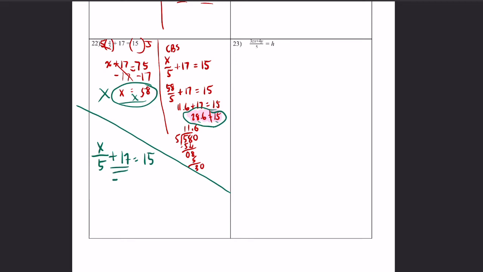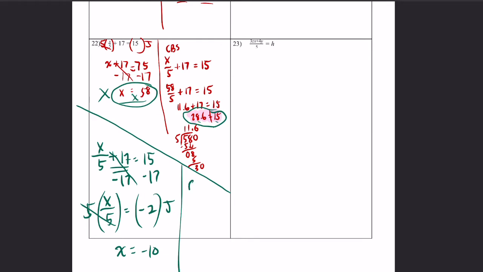Move out the 17 first. Okay? Add or subtract first. So this cancels. This becomes x over 5 equals negative 2. Now you can multiply. Multiply both sides by 5 and you get x is equal to negative 10.